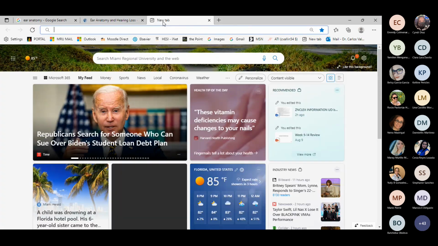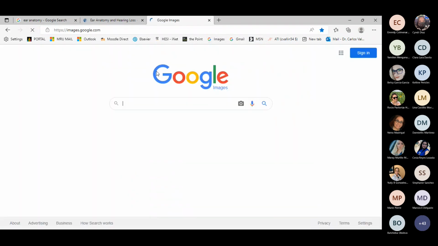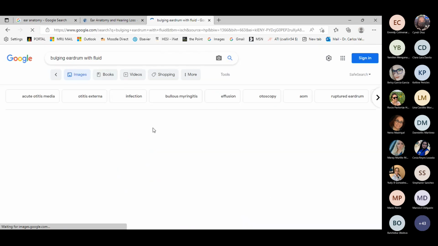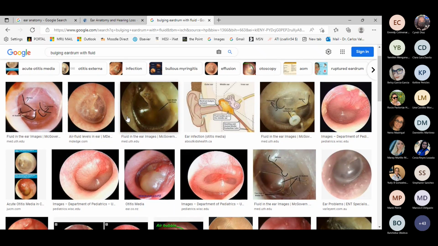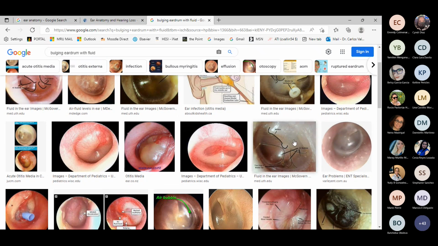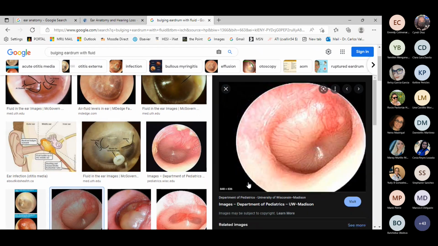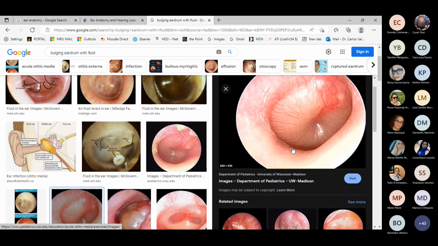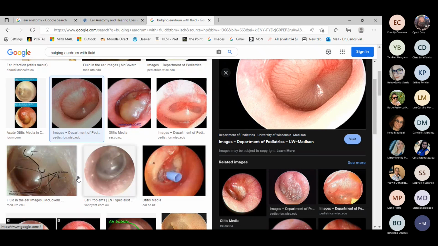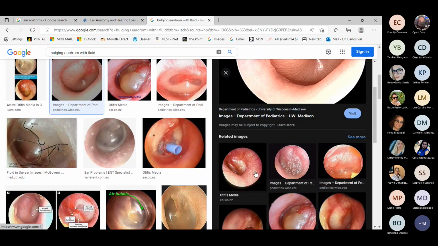Let me now show you a bulging eardrum. First, let me see a normal eardrum. I think this is the normal eardrum. But look at this eardrum. Do you see that it is bulging? It's pushed by something that is inside. And then there is a moment in which this is going to burst, and then perforation will occur.